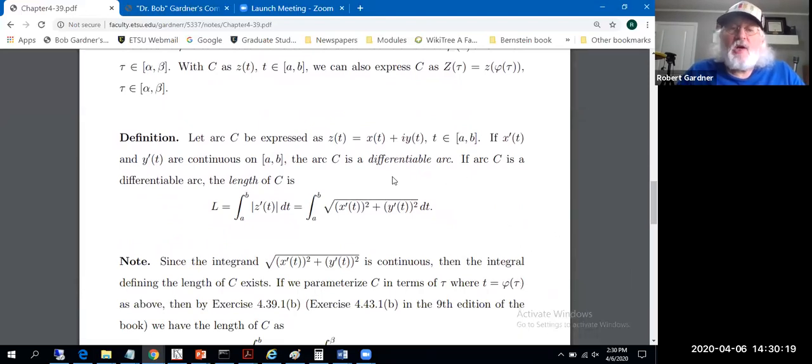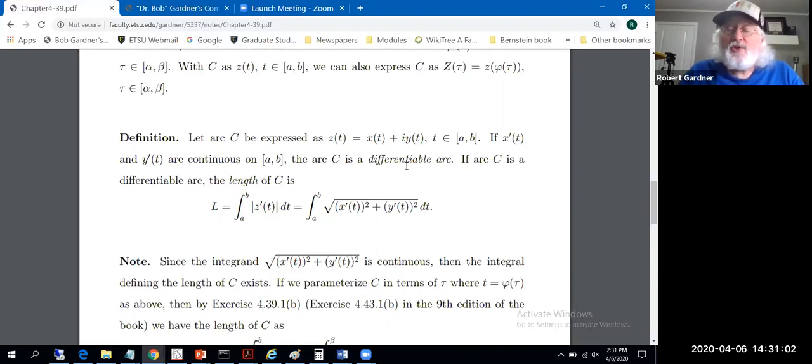All right, suppose we've got an arc expressed as z of t equals x of t plus i y of t, t ranging from a to b. If x prime of t and y prime of t are continuous, then this is called a differentiable arc. It's a little misleading; they're a little more than differentiable. Not only do the derivatives x prime and y prime exist, but they're continuous. It's called continuously differentiable. Cool, this conversation of x of t and y of t and x prime of t and y prime of t, that's all real stuff. So it's really all just calculus 1 stuff.